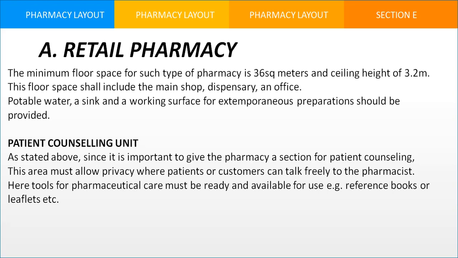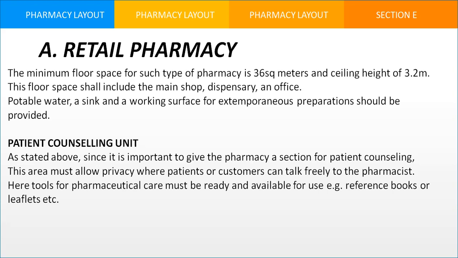The retail pharmacy should also have a patient counseling unit. And this patient counseling unit is supposed to be an area that allows for privacy, where the patient can sit and talk freely to the pharmacist without them watching over their shoulders to see whether somebody is eavesdropping or looking at them. And we should also have some reference books and some test kits like malaria test kits, blood pressure machines, glucometers for checking blood sugars.